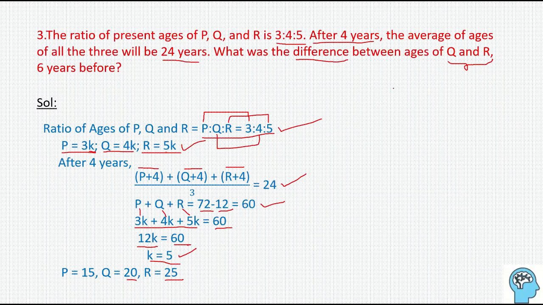Now, what is the difference between the ages of Q and R 6 years before is what he is asking. So present ages are 20 and 25. From here we can say that R is greater than Q. So the present difference will be 25 minus 20, that is 5.